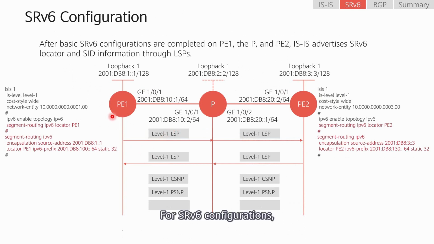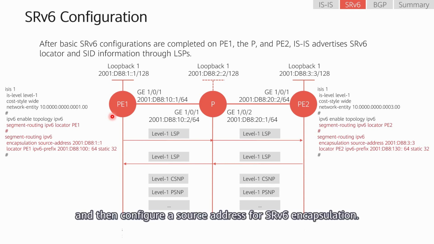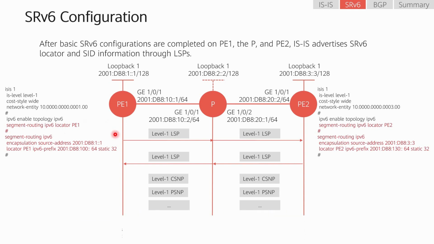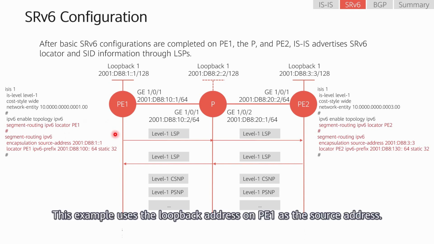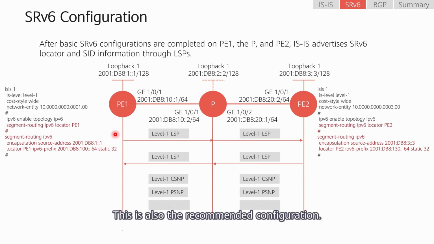For SRv6 configurations, we should enable SRv6 globally and then configure a source address for SRv6 encapsulation. This example uses the loopback address on P1 as the source address. This is also the recommended configuration. After that, we need to configure a locator, which is an IP address prefix. Here, 64 indicates the prefix length, and 32 indicates the length of the segment that can be allocated to static SIDs under the locator. In this way, we can use the locator to represent P1.